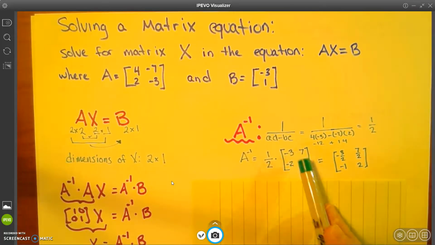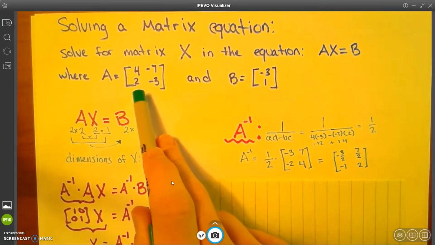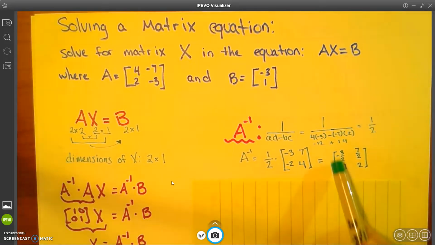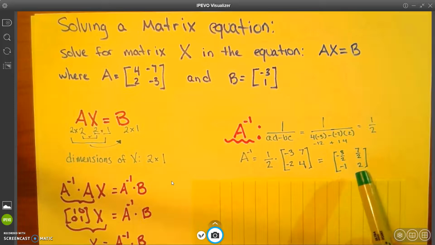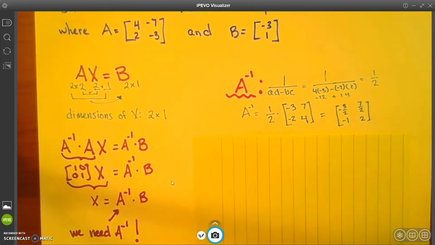So the A and the D trade places. The B and the C become the opposite of what they were over here. When I distribute the 1/2 through, we end up with a couple of fractions. This is a -3/2. I don't know if you can see that with my handwriting. This is your final A inverse. Well, we're almost done. This is probably one of the longest problems you're going to see with matrices.